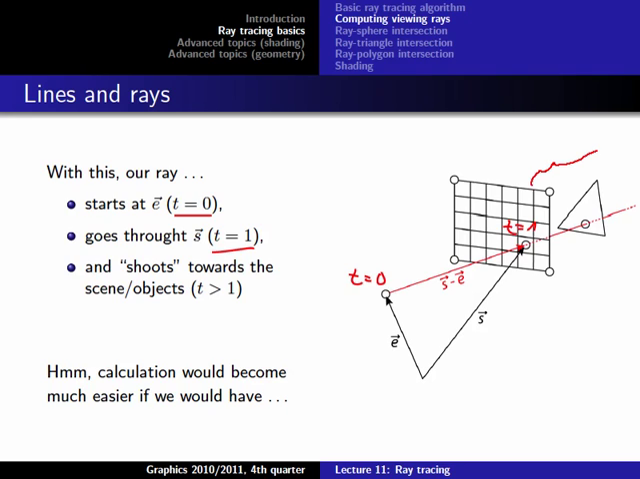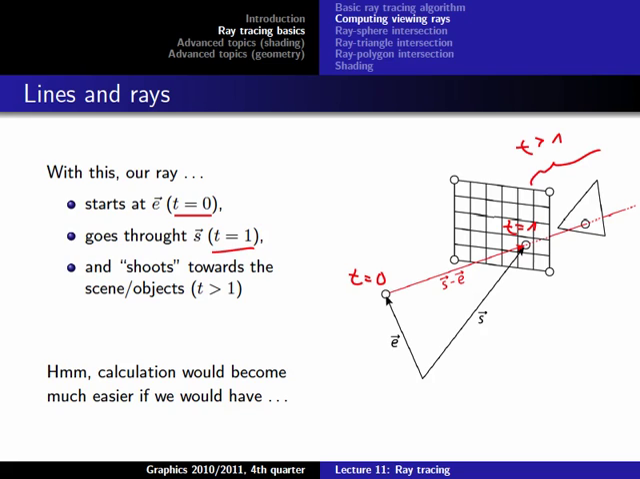And for all t's larger than 1, we are within our scene. So this is basically the area we are interested in when we want to find our objects. And this is why I was asking what kind of line representation you would use, and you were correct. We would use a parametric representation.